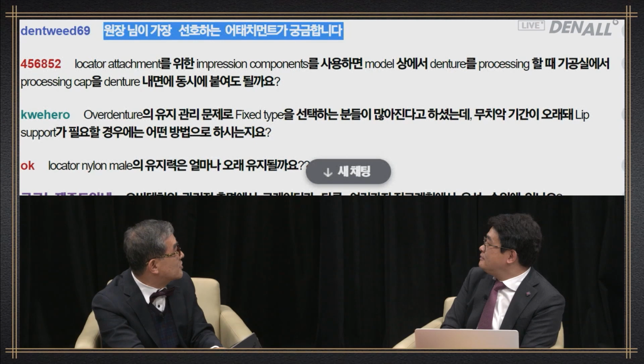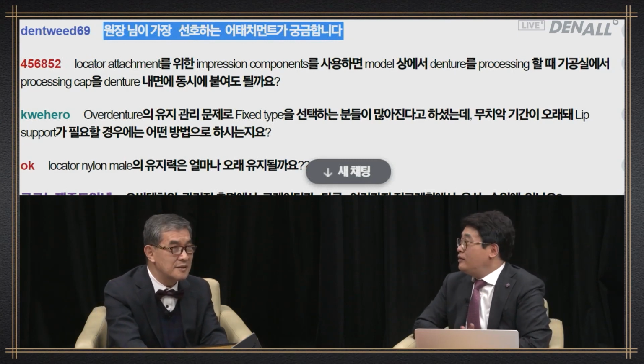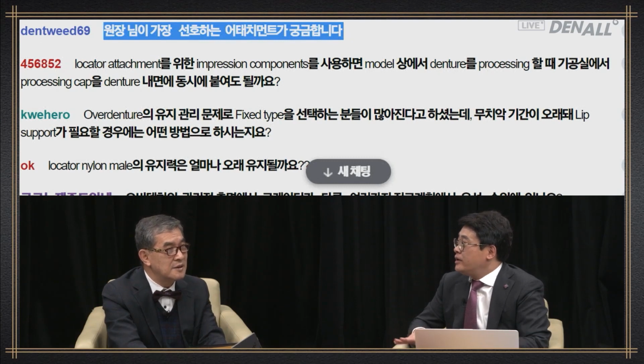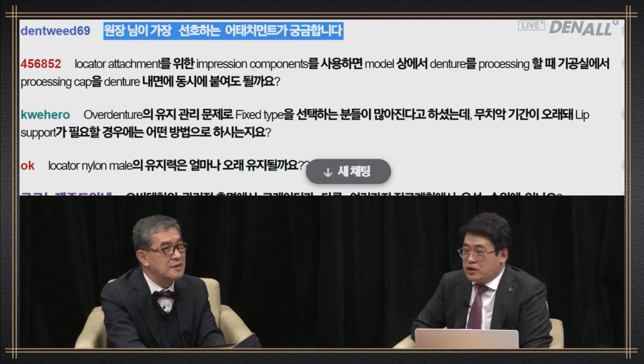Dentoid69: What is your most preferred attachment? If there's a little bit of ridge left, I prefer Locator the most, and in severely resorbed cases, I use bar attachment. It is easy to apply clip. Personally, I like the combination of bar and magnet. Bar and magnet.